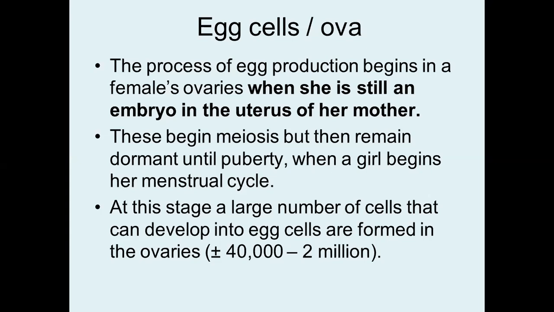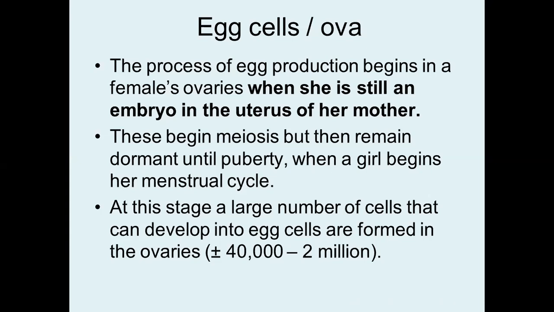So they start the process of development while a female is an embryo in her mother's uterus. And then they stop and they remain dormant until the girl reaches puberty and she begins her menstrual cycle. And at that stage, she has a large number of cells that can potentially develop into egg cells. Approximately 40,000 to 2 million cells that have the potential to develop into egg cells, which is pretty scary. But in fact, during her lifetime, she probably only uses about 480 of those. And the rest of them just deteriorate from the time she starts puberty. Even though they're still within the ovaries, they already start to deteriorate.